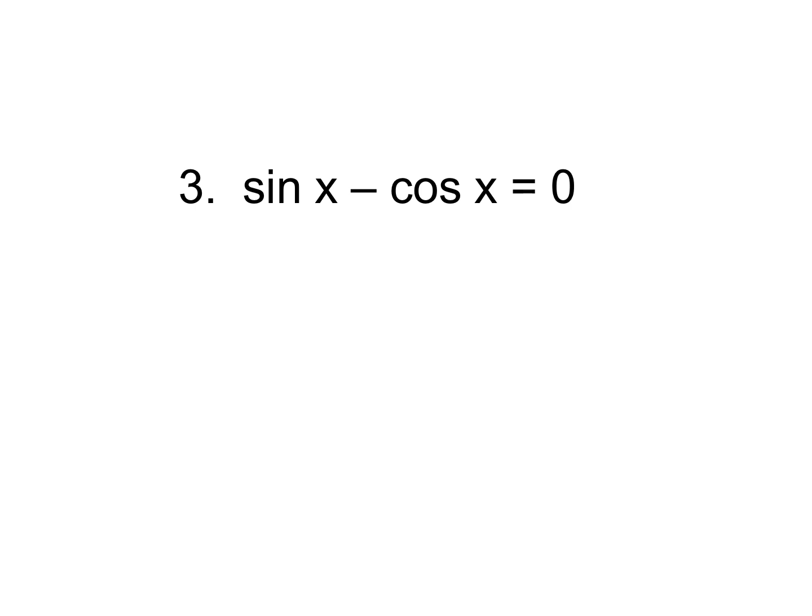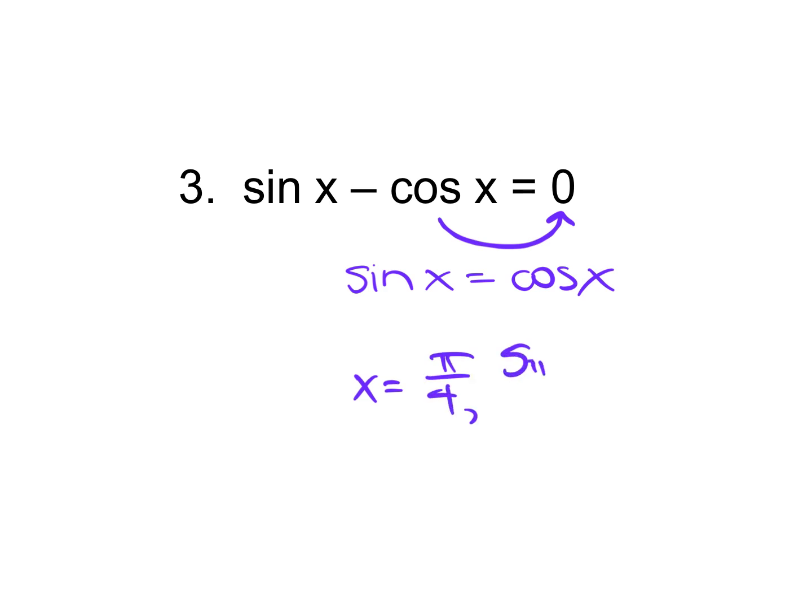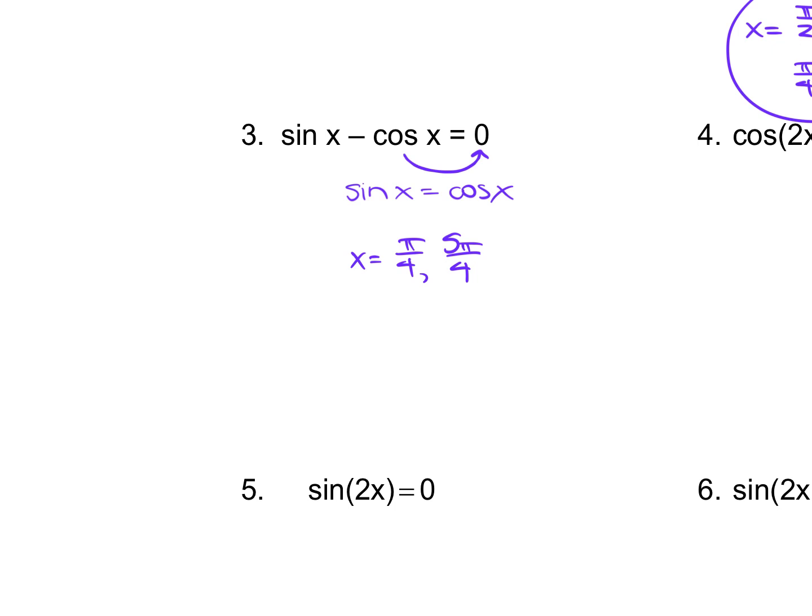However, if I move the cosine to the other side, what is this then asking me? Where are sine and cosine equal? Take a minute. There's 2 places. I've got pi over 4, and 5 pi over 4 is where they are also both root 2 over 2, but they are both negative because we're in the third quadrant.